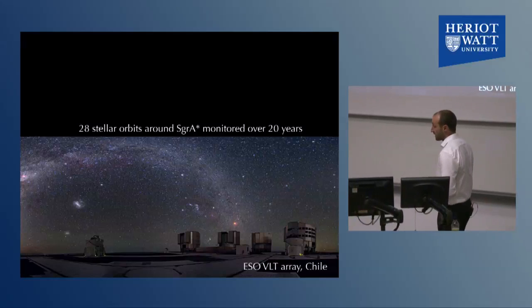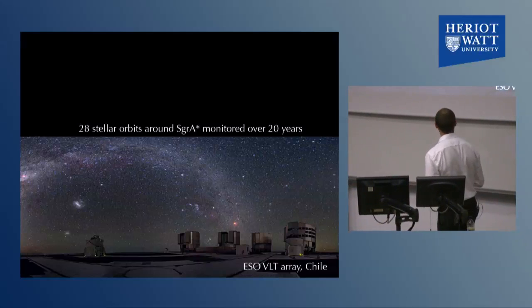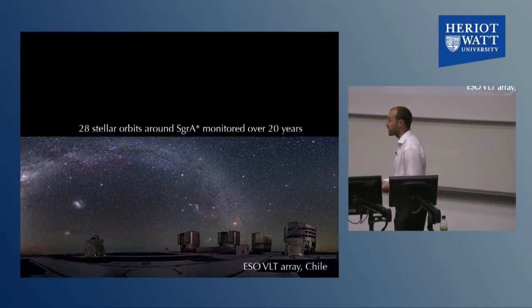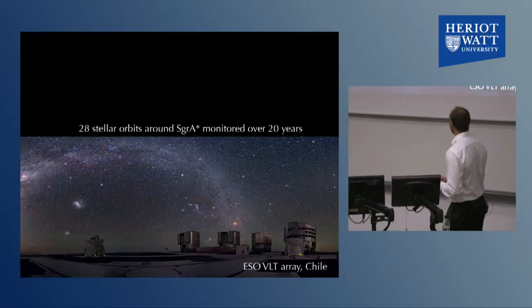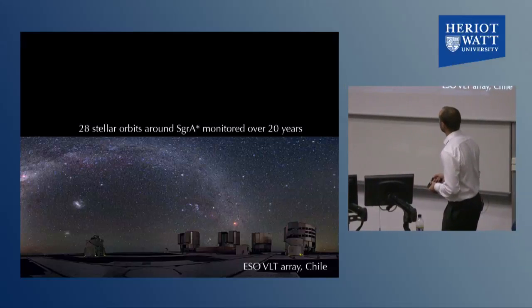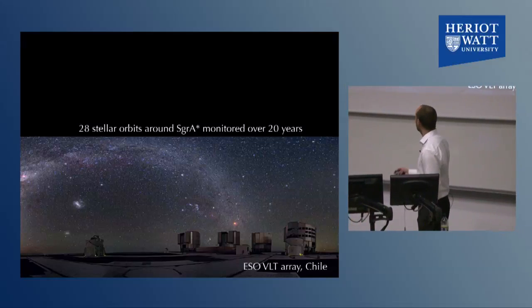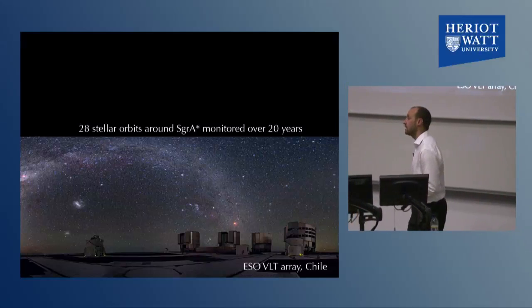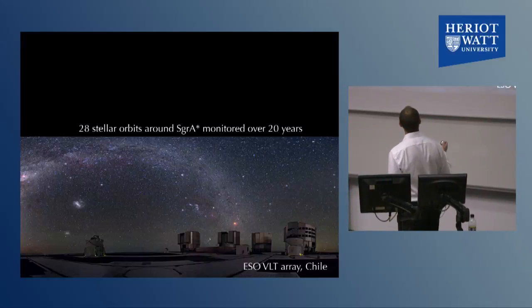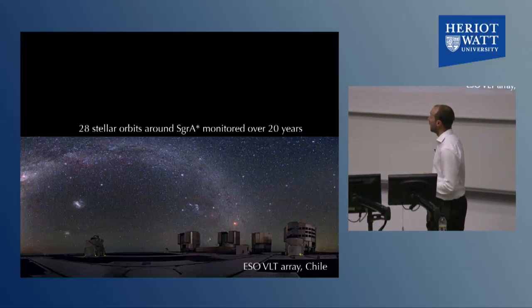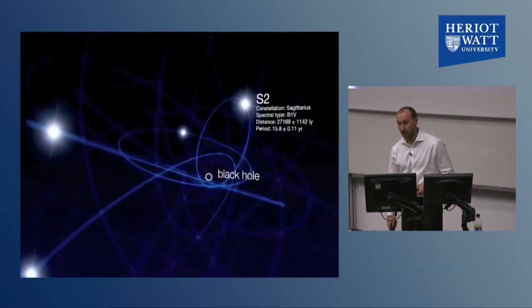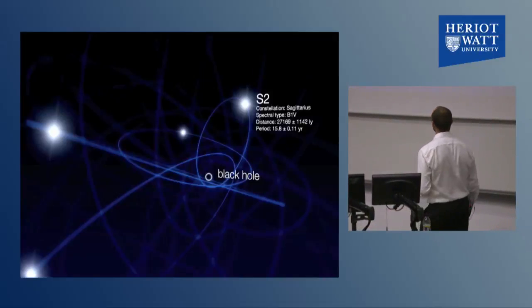The reason we believe this is actually coming from data collected by the European Very Large Telescope Array, which is located in Chile. And the VLT array has been monitoring Sagittarius A star for the past 20 years. This is an experiment that's been going on for 20 years. And just last year, they released the data showing the motion of 28 stars around this region called Sagittarius A star. This is a graphical representation of what they've seen.